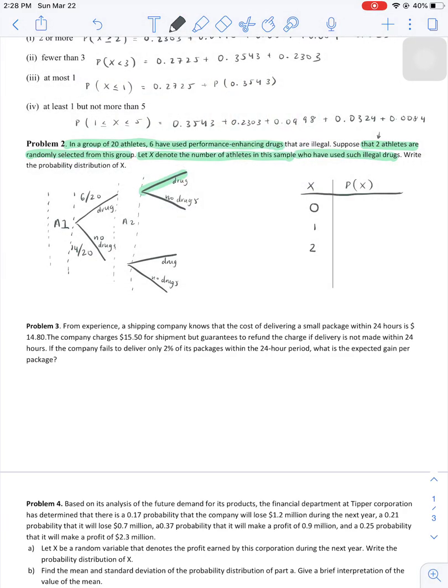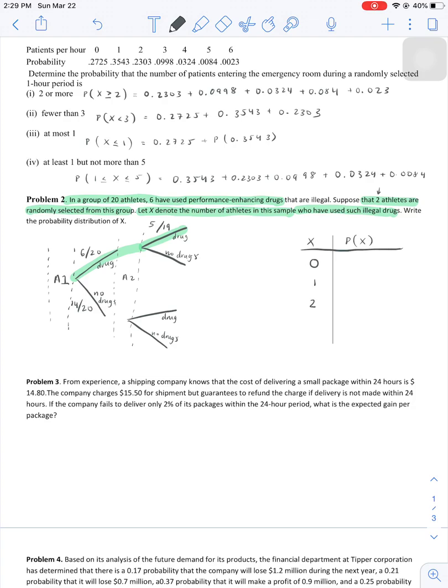What's the probability that the second athlete took drugs if the first athlete did too? So the first thing I have to note is that, well, I've already chosen one athlete, so I only have 19 left, right? The first athlete took the drugs. Now, given that I know that the first athlete took the drugs, the probability that the second one took drugs must be 5 out of 19, because I've taken the first one out of my group.